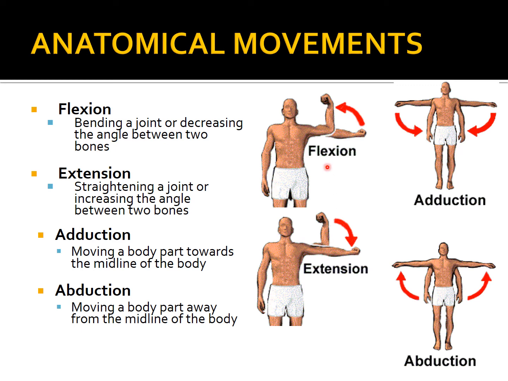Similarly, you know that there is flexion and extension of the shoulder joint as well, hip joint, knee joint. There are different movements which are present in each joint. So flexion and extension are usually present in shoulder, elbow, hip, and knee joints.